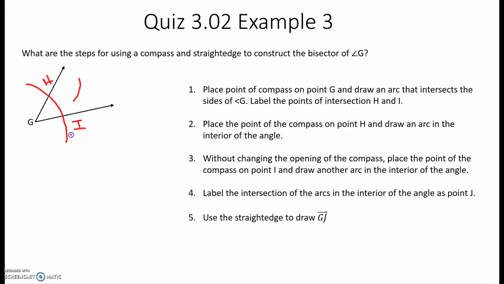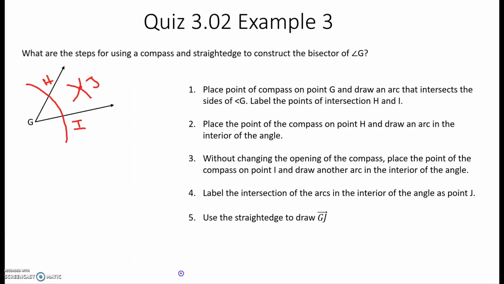And then without changing the opening of the compass, place the point of the compass on point I, draw another arc in the interior of the angle, like so. Label the intersection of the arcs in the interior of the angle as point J.